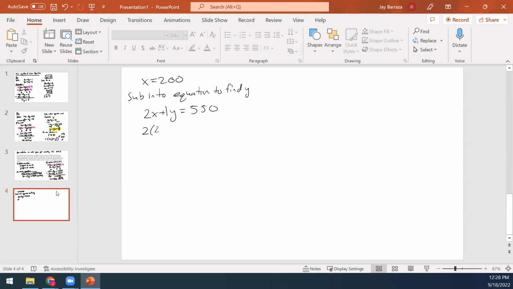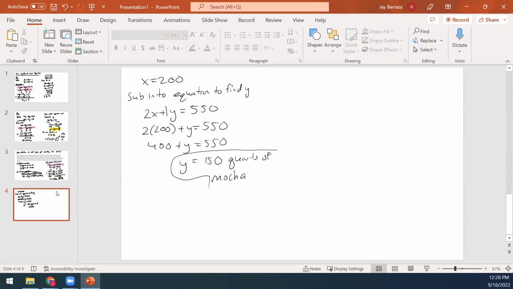So 2 times 200 plus y equals 550. 400 plus y equals 550. y equals 150 quarts of mocha. And that's my answer. So it was 200 quarts of vanilla, and then 150 quarts of mocha. Any questions on that problem? I just want to make sure.